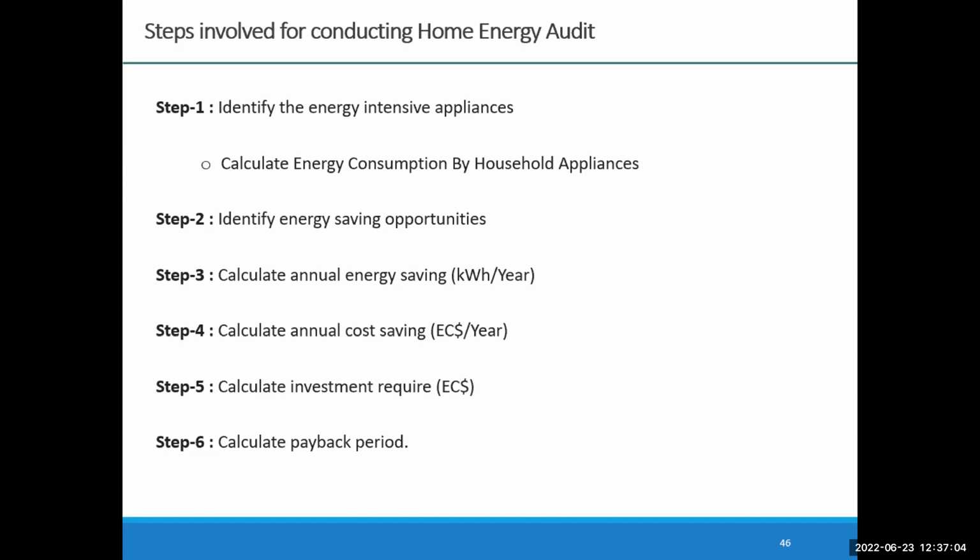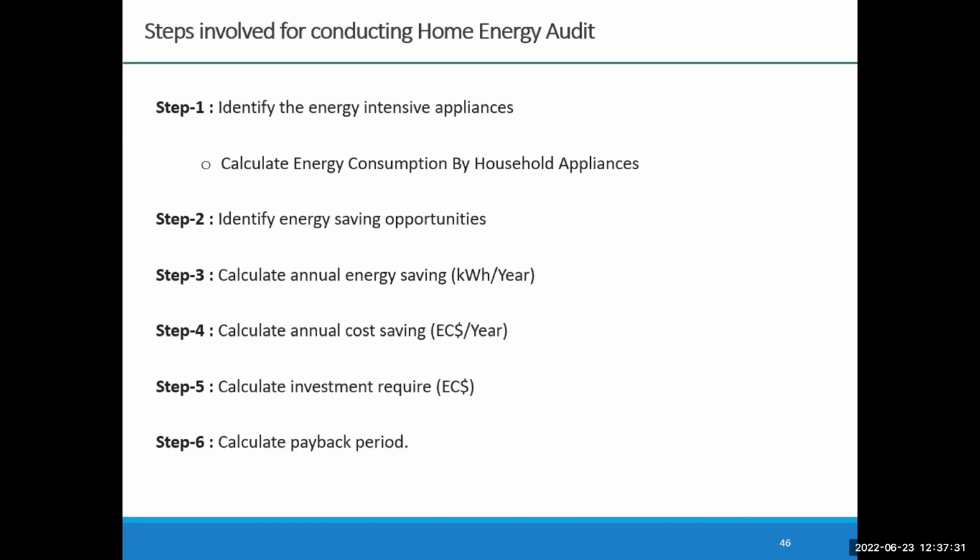Based on the available appliances, we also need to note down the number of hours that each appliance is utilized daily. When we multiply the rated power or the operating power by the total number of hours, we get the number of units of electricity consumed in a day for each appliance.